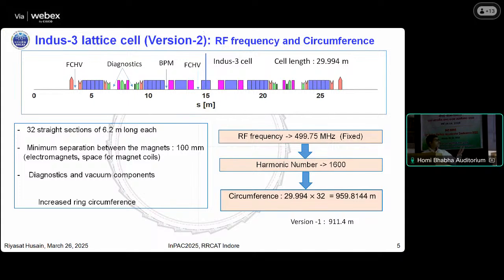So this is the overall scenario of the present lattice, where we have 32 straight sections, each 6.2 meter long. The minimum separation between the magnets we kept at 100 mm, because we are presently considering electromagnets, and we need space for the magnet coils as well, and further for the beam diagnostics, vacuum components, and various other magnets like fast correctors and so on. So overall, the size of the ring has to increase. Ultimately, we are converging to a circumference of around 960 meter, considering the RF frequency of 499.75 MHz and a harmonic number of 1600.